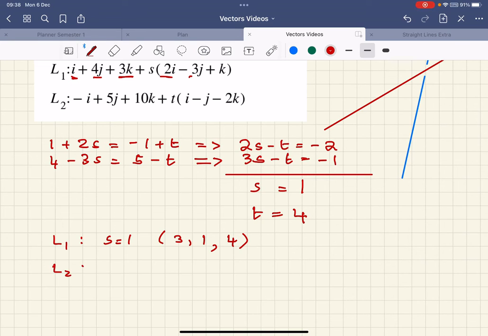I'm going to do the same for line 2. And I'm going to make t 4. And when I make t 4, I've got minus 1 plus 4, which is 3. Now you can see that that's the same coordinate as I had before. 5 minus 4 gives me 1. Now, at the moment, they look like the same coordinate. But when I come to work out the z coordinate, I've got 10 take away 8, which gives me 2.